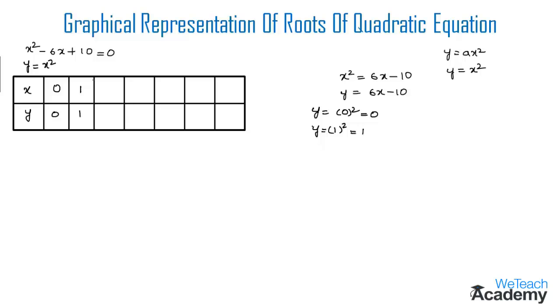And now let us consider the x value as 2. Then we get the y value as 2 whole square, that implies 4. Now let us assume the x value as 3. So the y value would be 3 whole square, that implies 9.